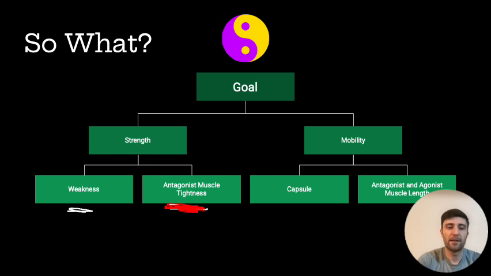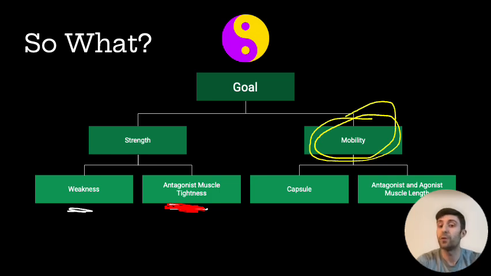We have to keep in mind, sometimes you have weakness, sometimes you have tightness, and it's going to come across as perceived strength deficits. And it's definitely going to come across over here as perceived mobility deficits. But that's the first thing you're going to notice, is that you can't move the way that you want to move. And that gets us into, well, is it capsular? That's the actual joint capsule, the tissues that surround and keep the joint approximated. Or is it antagonist and agonist muscle length? Who knows? But here's the problem.